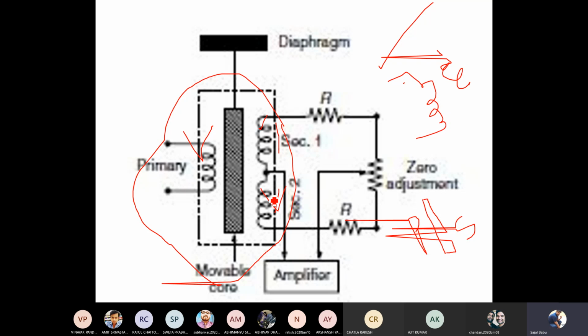So the only difference in the differential transformer is that the secondary winding has been divided into two parts, and the two parts are such that the EMF induced in the first part and the EMF induced in the second part will be equal. Apart from that, both these EMFs will be in phase opposition. That means the output voltage will be zero here. Now, have you understood this?